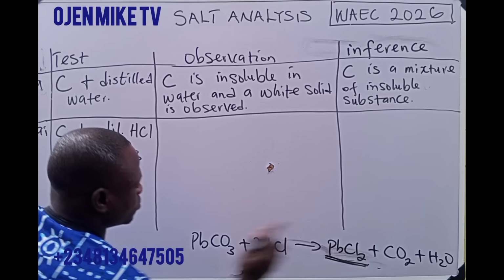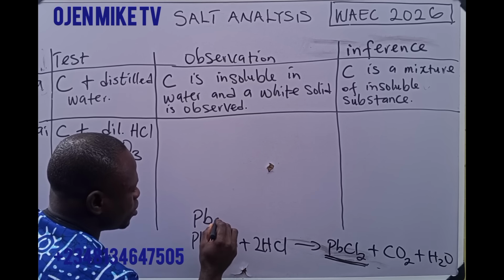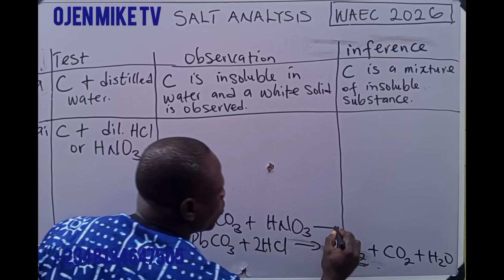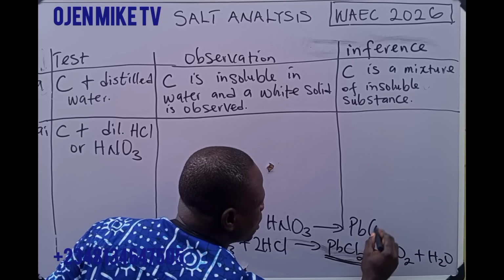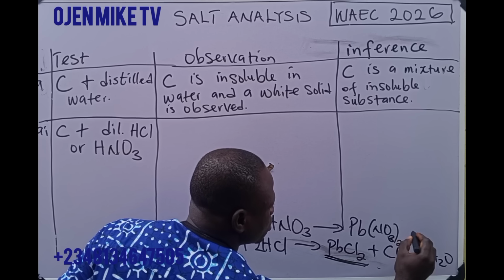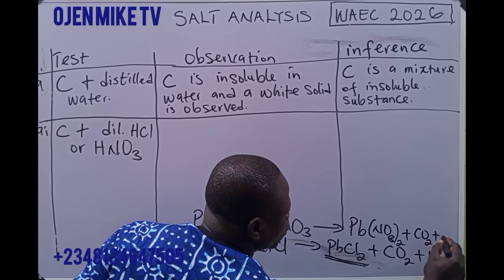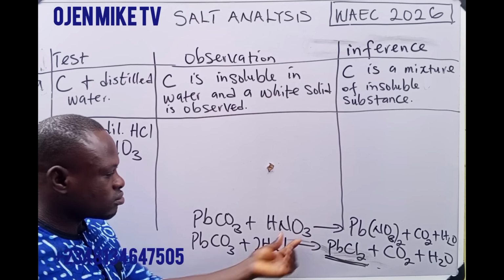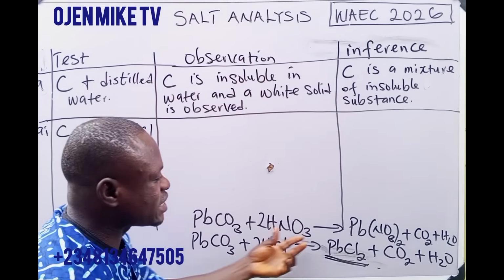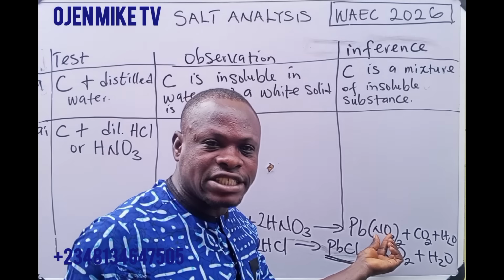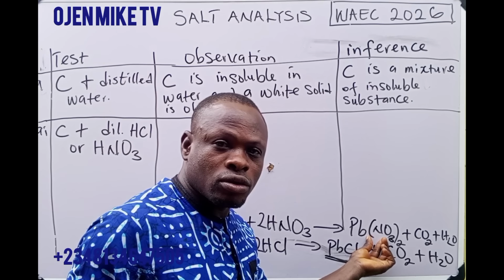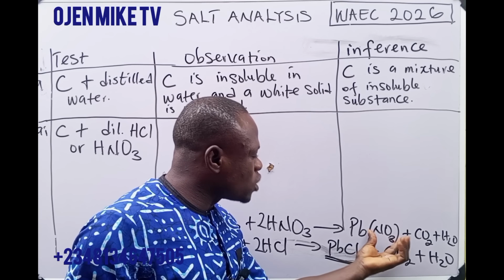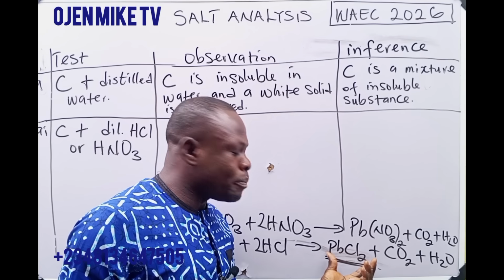But if you use this one now, PbCO3 plus HNO3, of course it will give you lead nitrate plus CO2 plus water. Now, if you use this acid, because of the presence of this nitrate, it is soluble. So they will not require you to heat this one. Alright? Of course, with this one there is no white precipitate, but with the other one there will be a white precipitate.